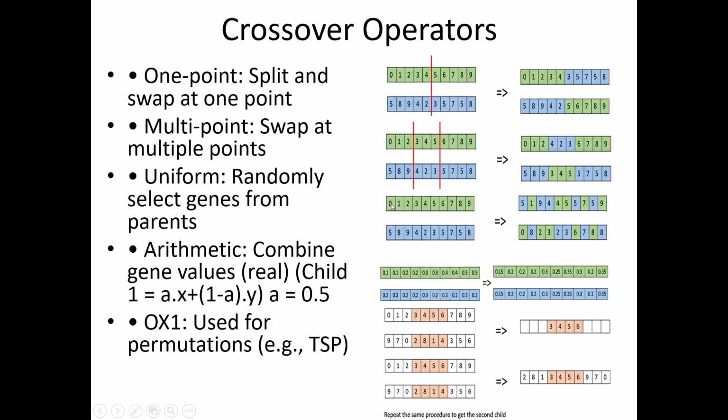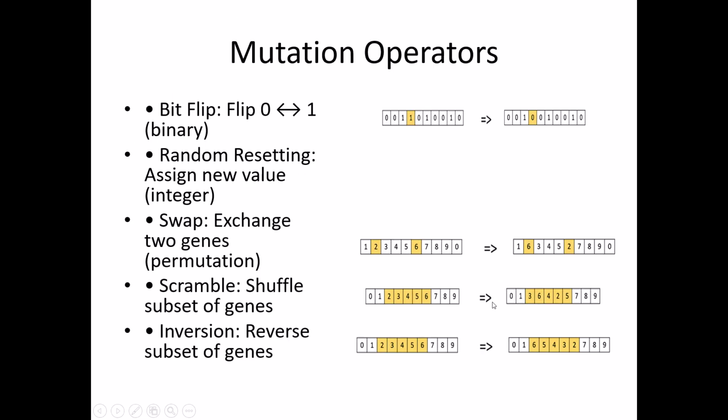Uniform is nothing but, like this, we randomly select genes from the parents, right? And arithmetic, we combine the gene values. Suppose this is the formula for the particular arithmetic function: a·x plus (1 minus a)·y, where a is 0.5. So we can compute that value. We choose that particular point and do the arithmetic operations, and we get the crossover result.